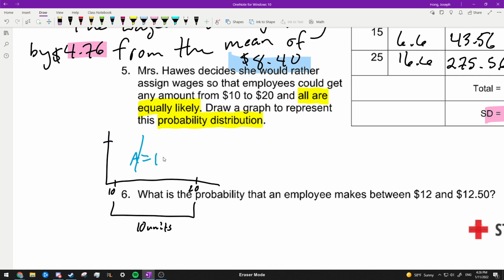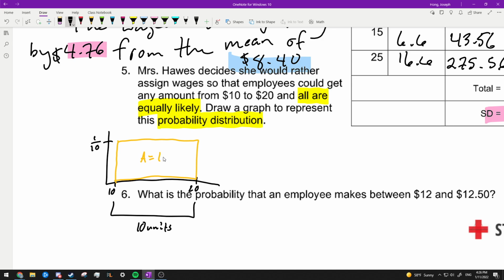So if that's 10 units, this right here has to be 1 over 10. So this is going to be 1 over 10. So if I draw this, I'm going to draw this box a different color than black. If I have a box right here like this, the area is going to equal 1.